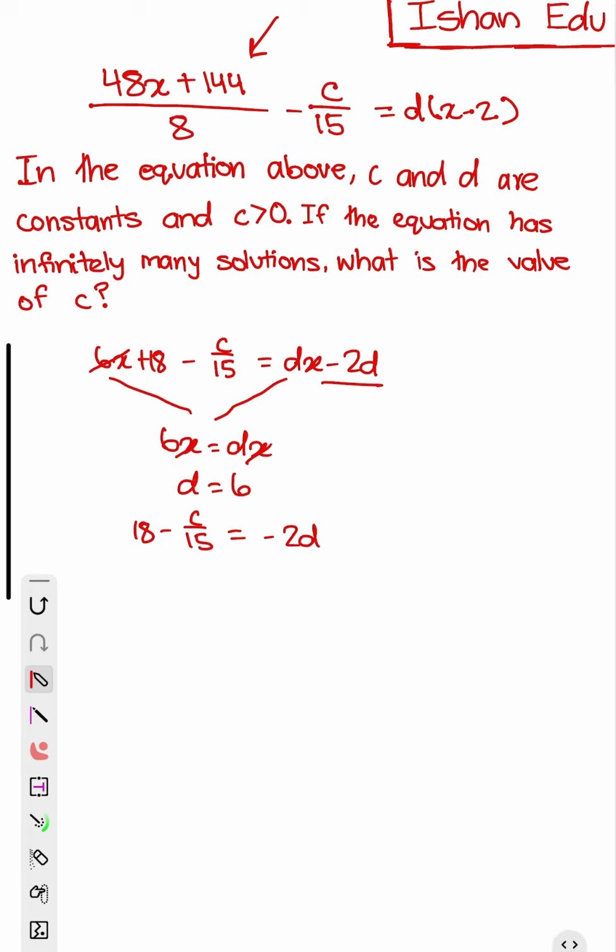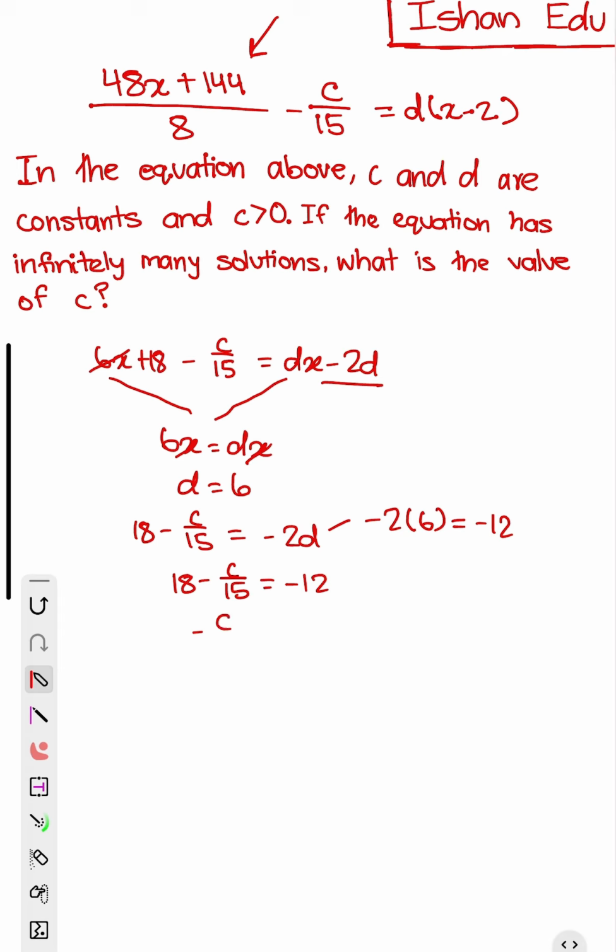And now, thanks to knowing the value of d, we can substitute that right here. Negative 2 times 6 equals negative 12. So we can get the equation down to 18 minus c by 15 equals negative 12. Now, all we have to do is solve for c.